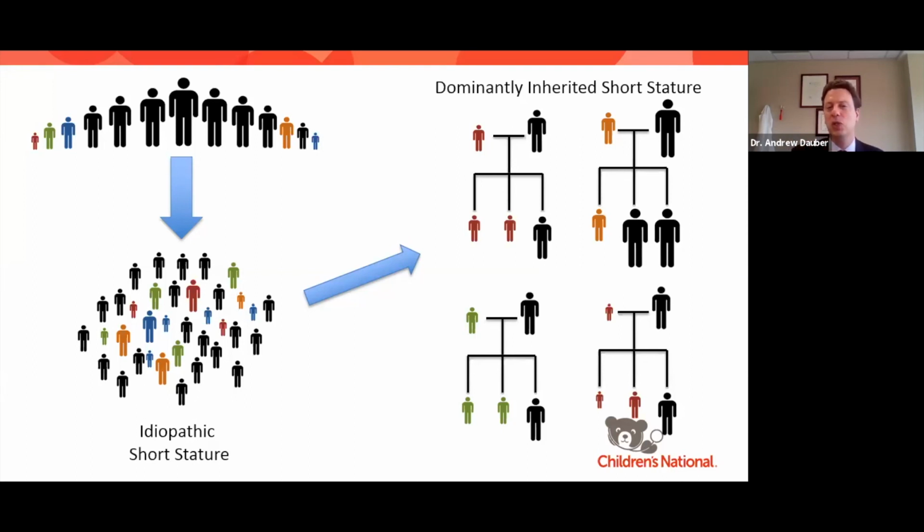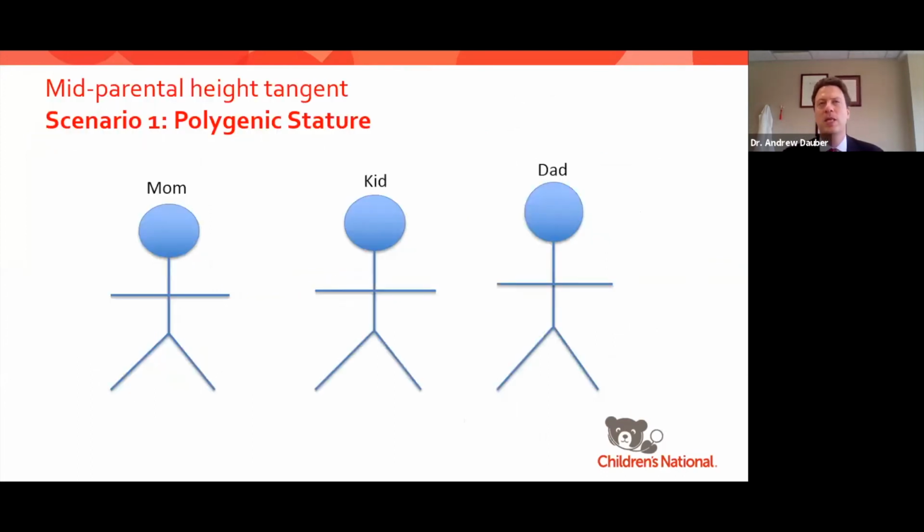And those individuals also are going to have variability in the degree to which they're affected. And further, if you pulled out the families where there's a clear pattern of dominantly inherited short stature, those families are going to be even more enriched for having monogenic causes. So this comes to what I call my mid-parental height tangent.